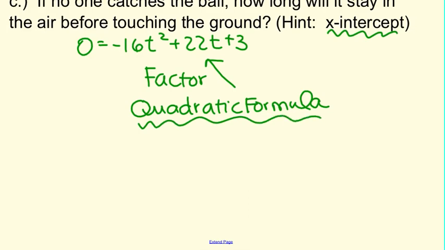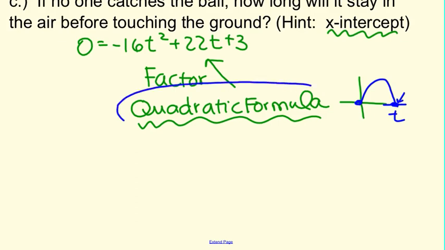If no one catches the ball, how long will it be in the air? What is the time before it hits back at the ground? So here's our parabola. It comes back up. What is that number right there for time? There are two x-intercepts, right here and right there. So again, we will come back to this problem at a later date, introducing you to solve this with the quadratic formula.